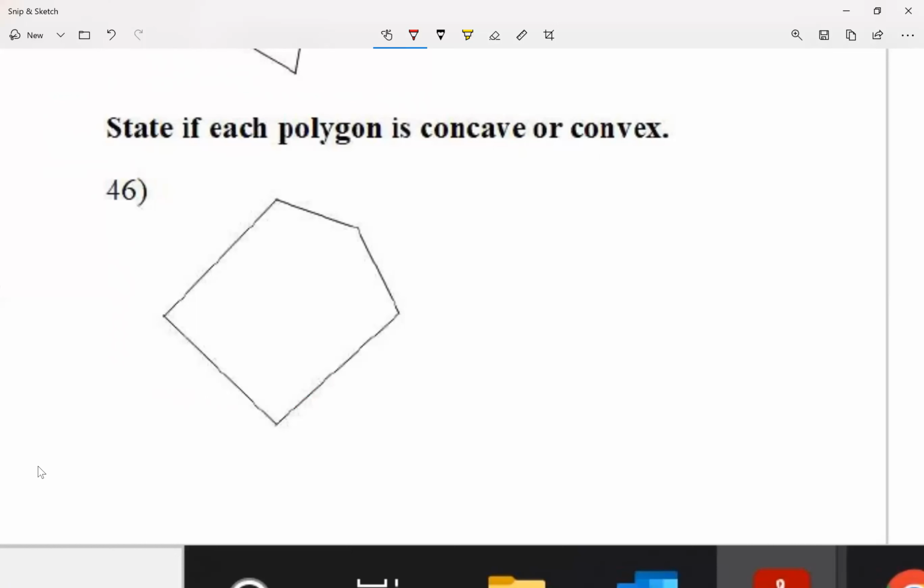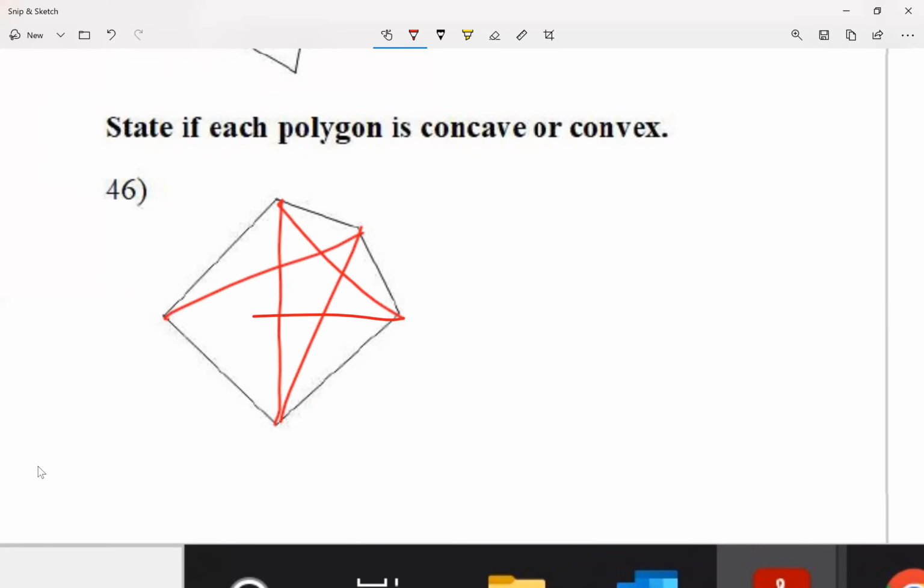Another way I can find if it is concave, I'm going to look for a diagonal, and my diagonal can go outside of the figure. If it goes outside of the figure, then it is concave. My diagonal, like I mentioned before, is when I connect corners that don't give me a side. So for example, like this is a diagonal. This is another diagonal. This one right here, this one right here, and even this one right here.